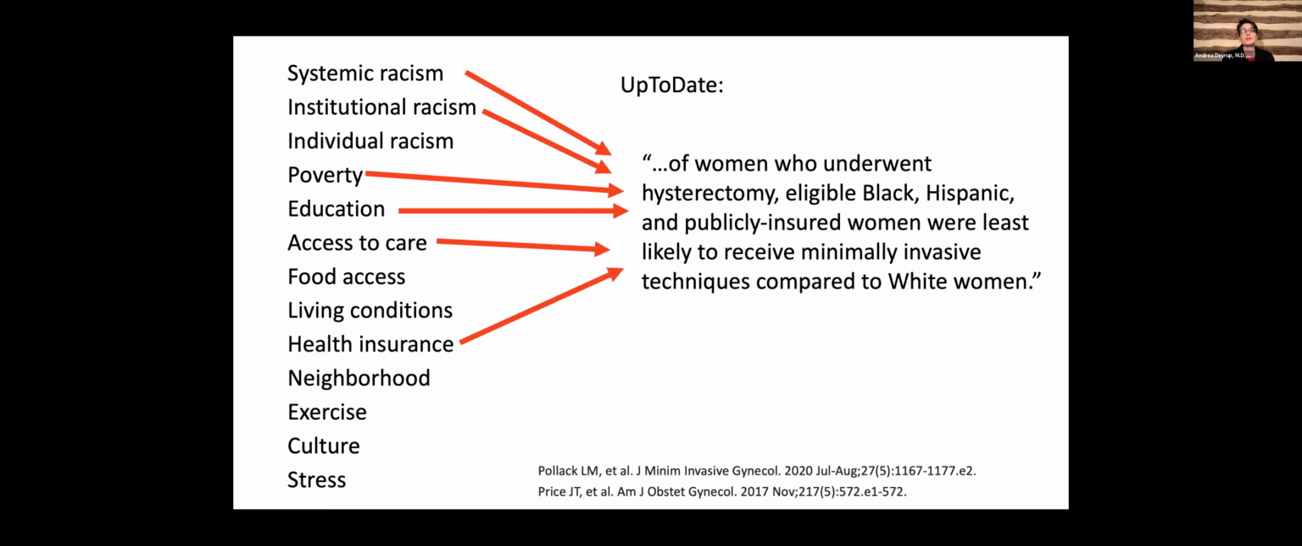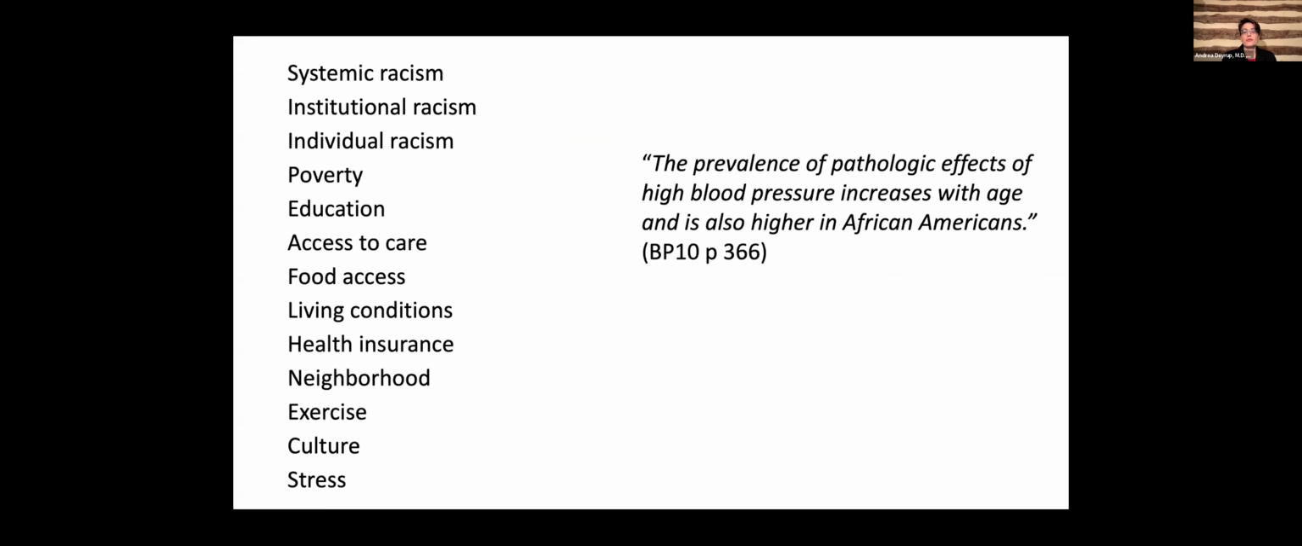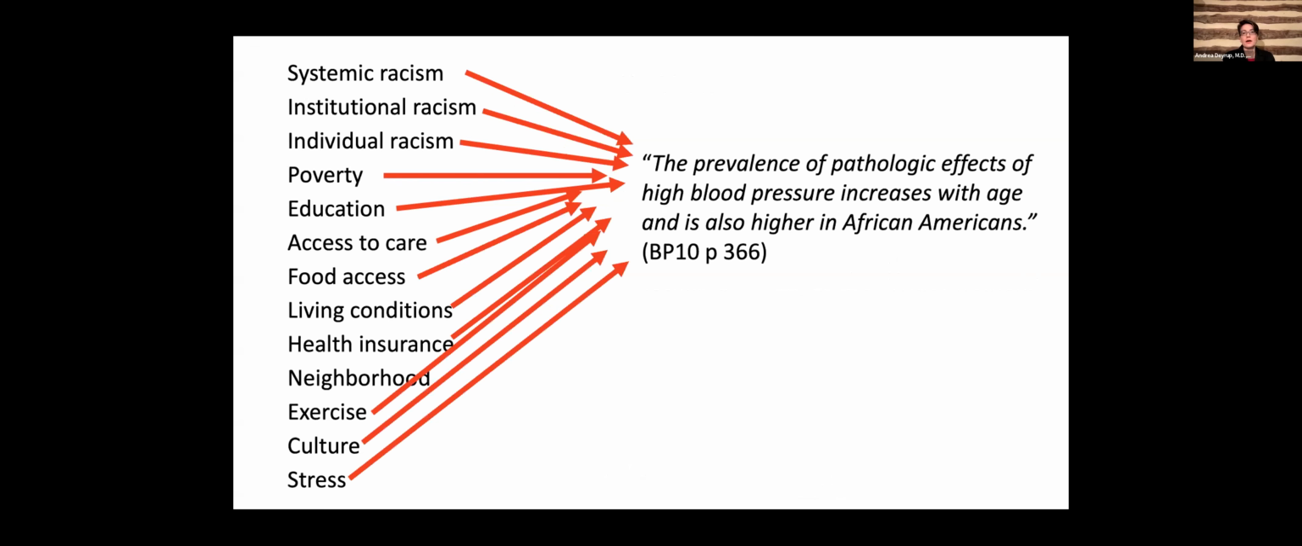And I would say that the factors involved in this would be systemic racism because of the link to public insurance, institutional racism because the hospitals that served these individuals had fewer surgeons who were expert in minimally invasive techniques, and then poverty, education, access to care, health insurance. And then if we look at the statement from the 10th edition of Robbins' Basic Pathology regarding high blood pressure and its impact on African Americans, we would say that all of these factors come into play. There is no slavery gene, regardless of what you read in the popular media.